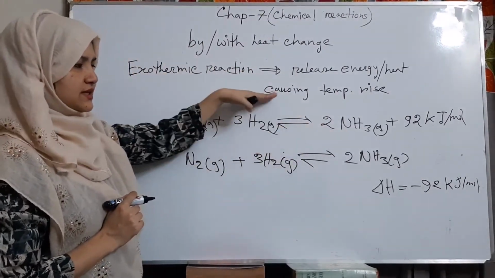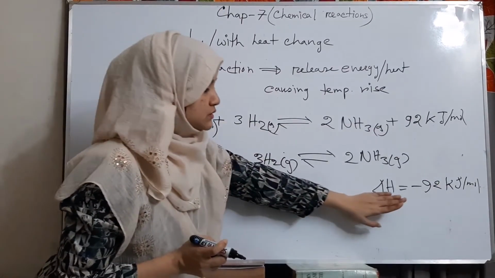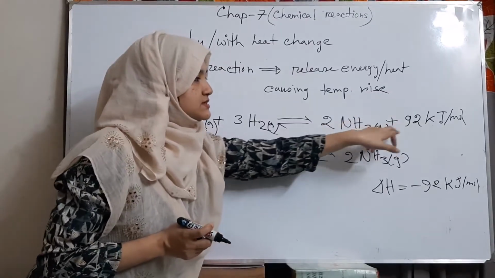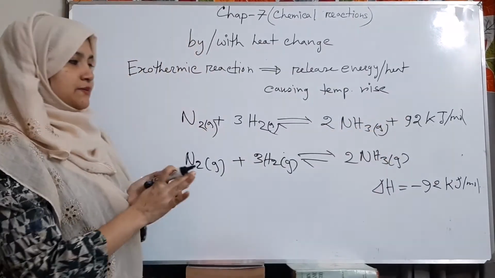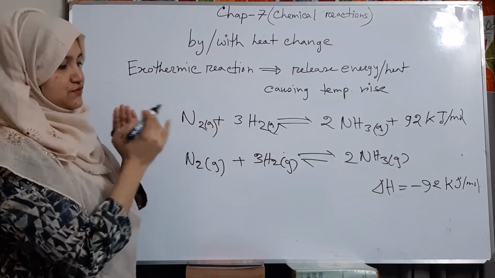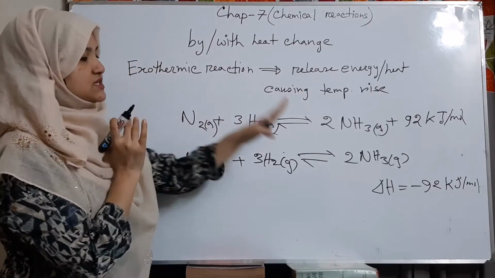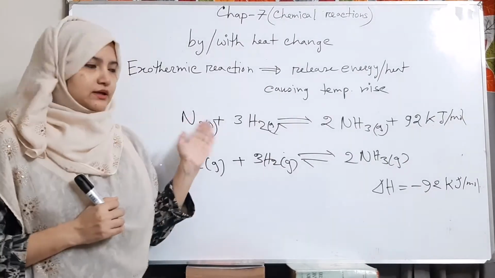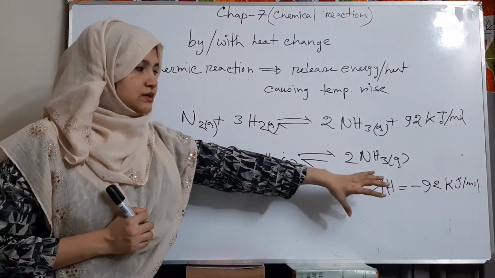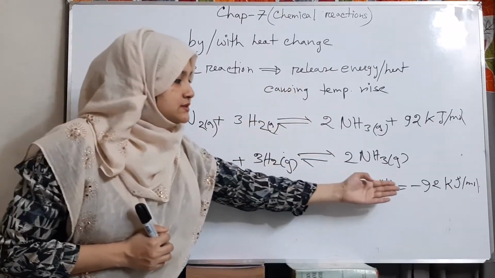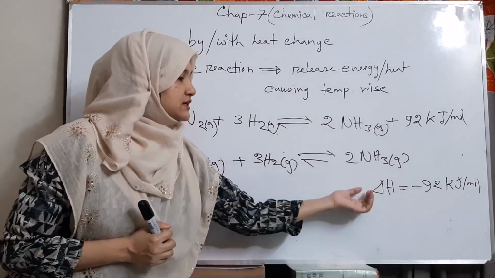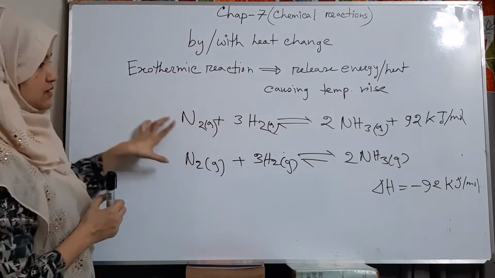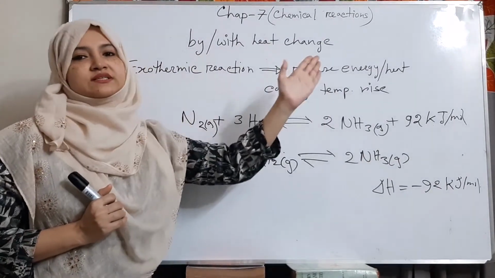We can express this equation like this and also like that, and you have to write this along with this, but without any sign, plus or minus. The del H value for an exothermic reaction is negative, and this negative value means that for an exothermic reaction, the heat is always transferred from these chemicals to the surroundings.